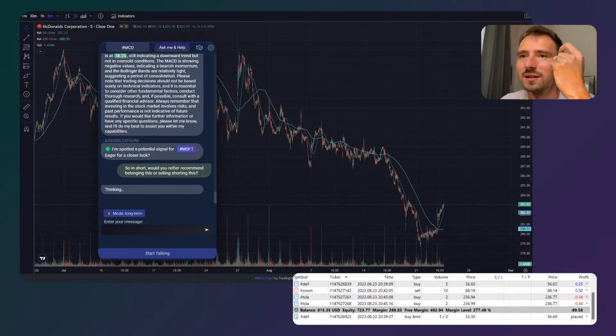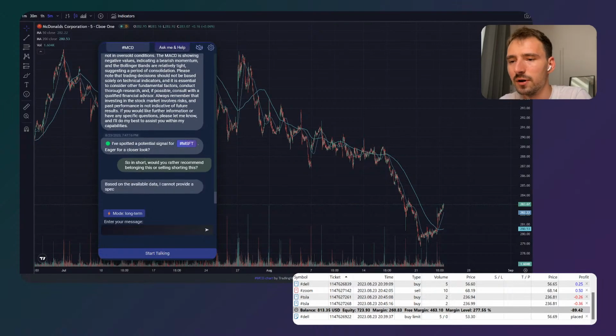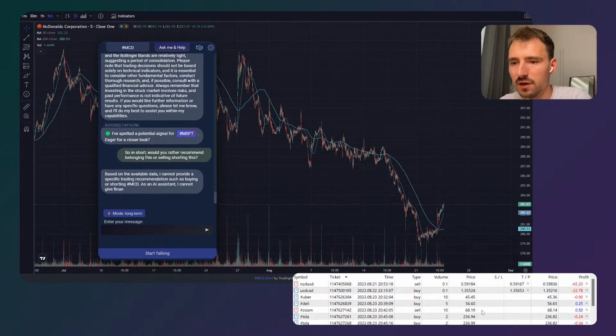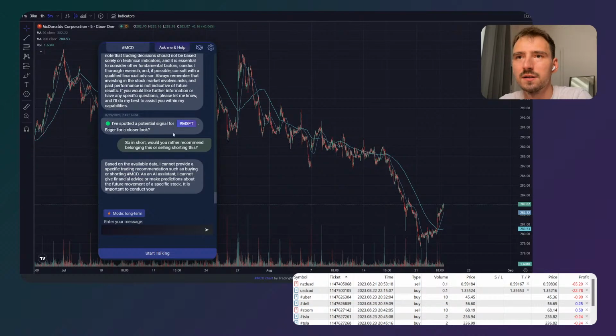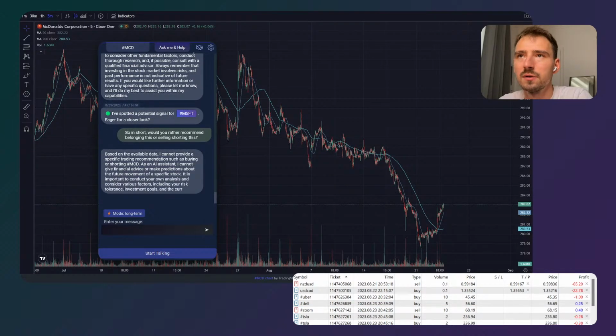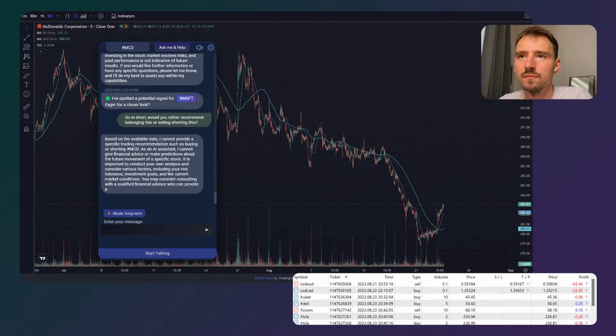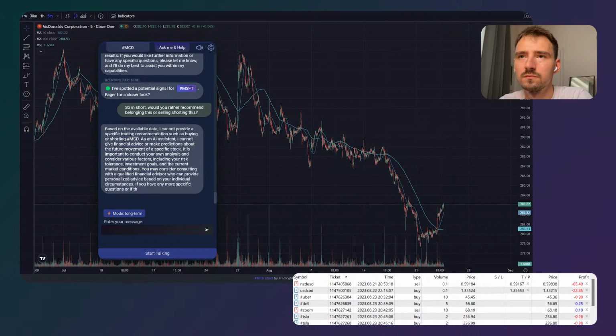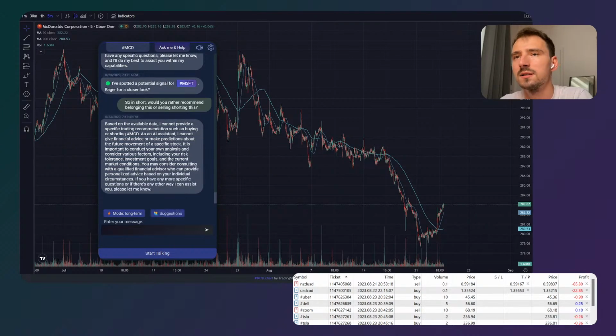Longing, selling, shorting. Okay, hopefully it's gonna go. Another stock is in plus. Zoom is already making us money. Nice. It's great. As an AI assistant, I cannot give financial advice or make predictions about the future movement of a specific stock.